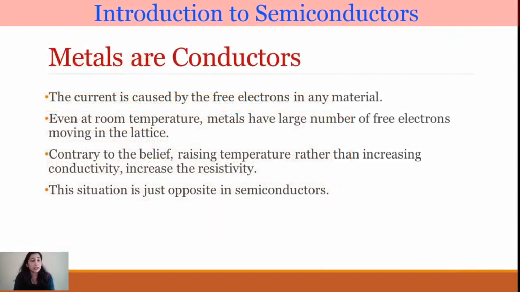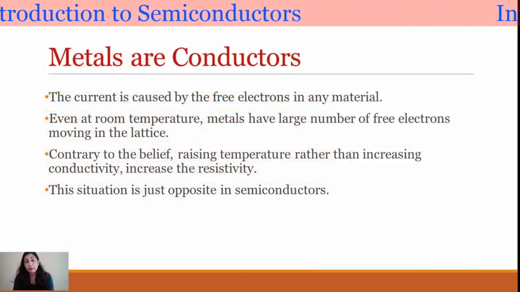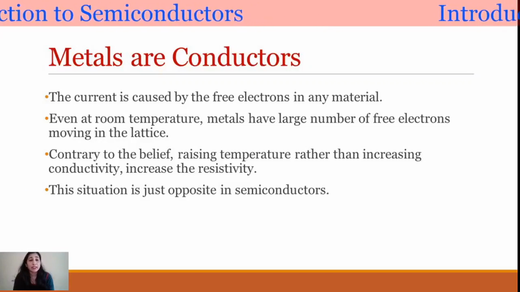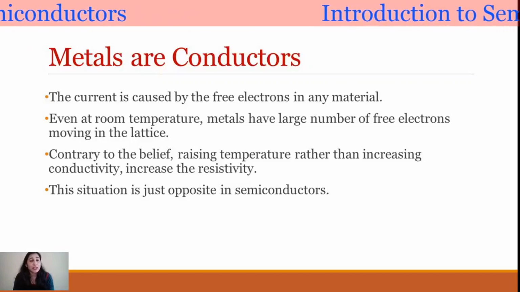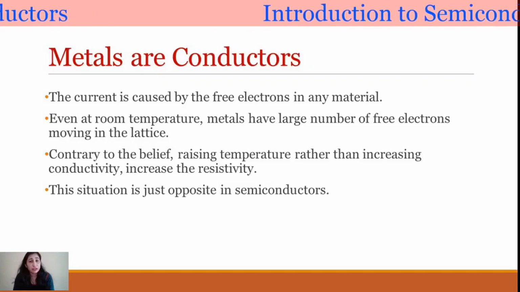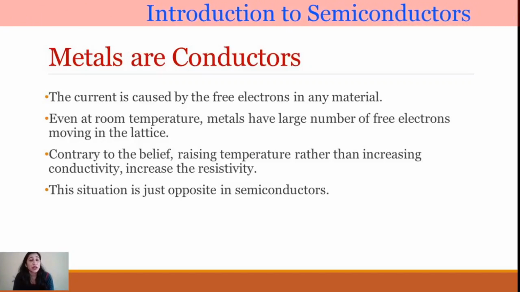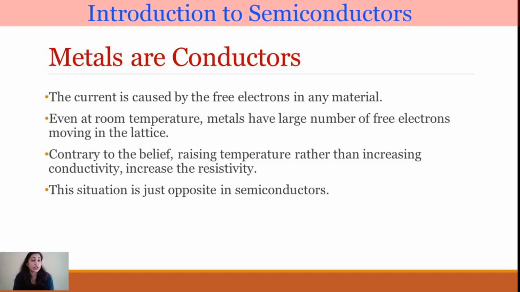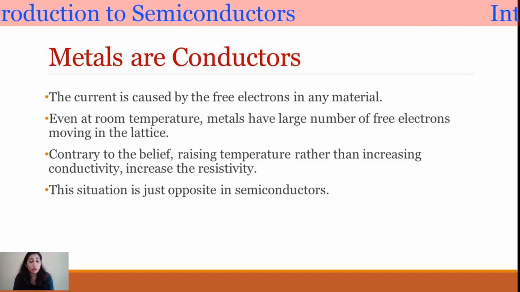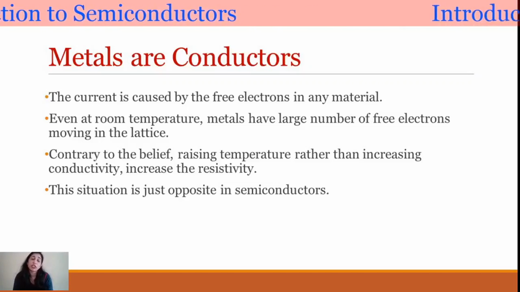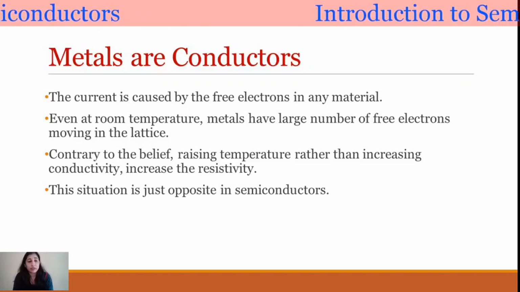See, metals are conductors. Metals are already conductors. Why? Because the current is caused by the free electrons, and in the metals at room temperature, there are already a very large number of free electrons moving in the lattice. So we need not provide extra energy or raise the temperature of the metals for the electrons to become free.